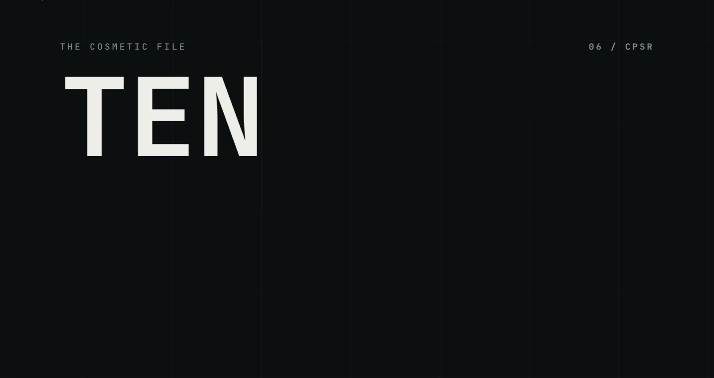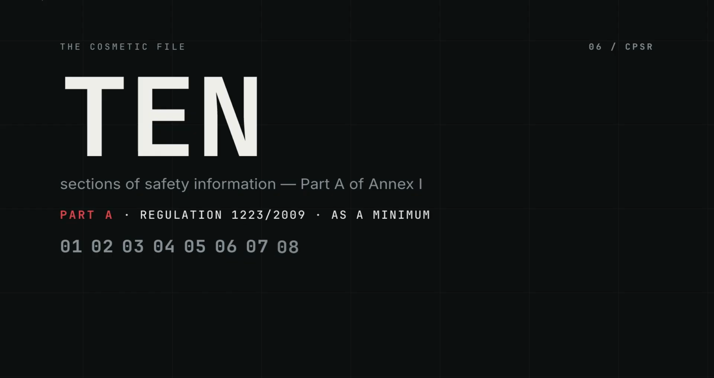Part A of Annex I to Regulation 1223/2009 lists 10 sections of safety information a cosmetic product safety report must contain, as a minimum. Part B is the assessment built on them. Every one of the 10 has to be answered.